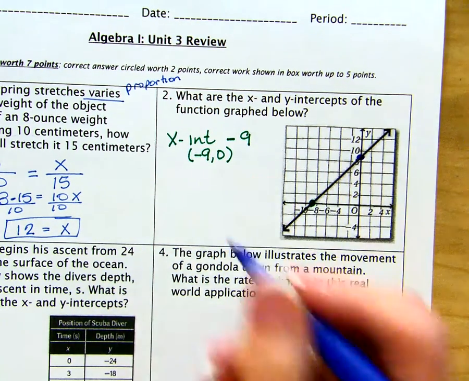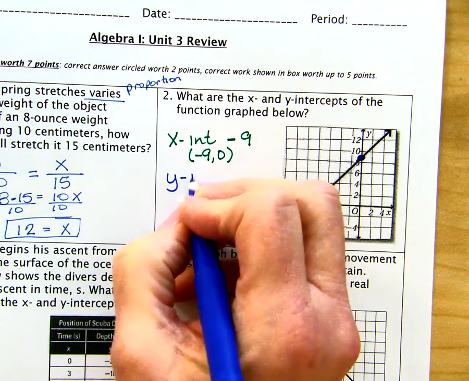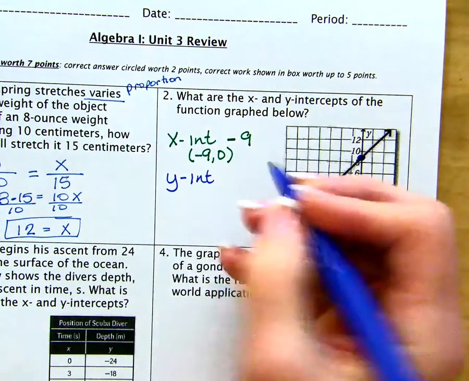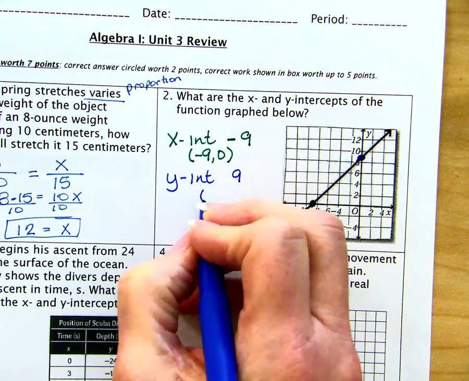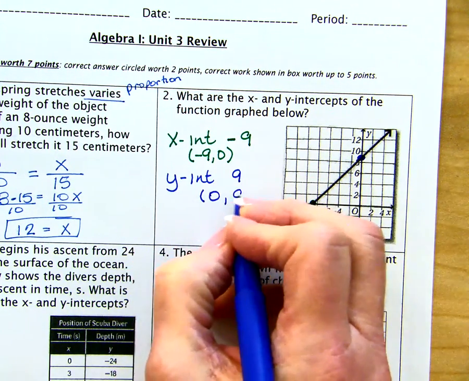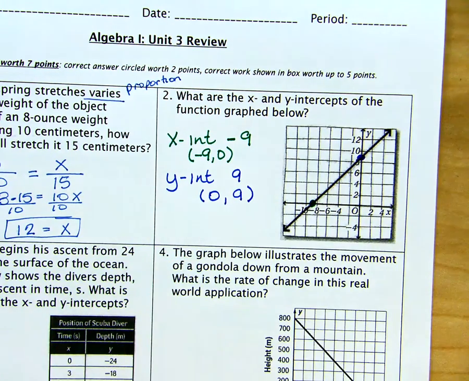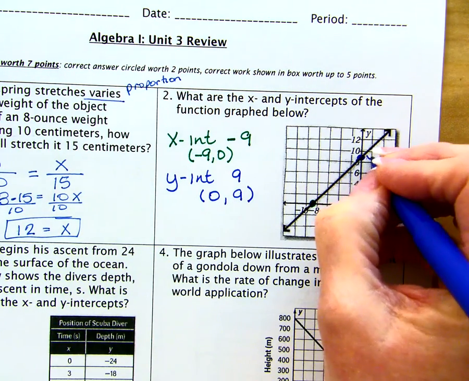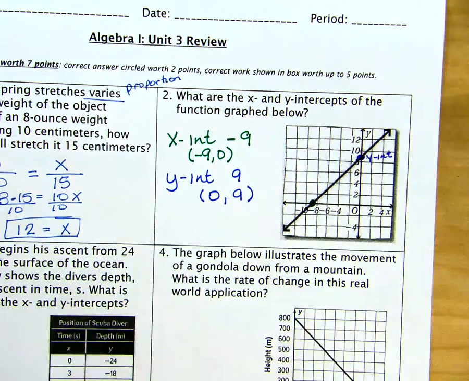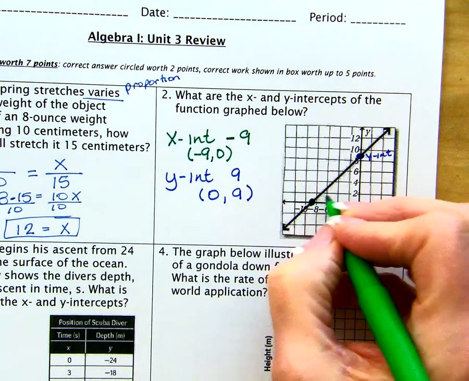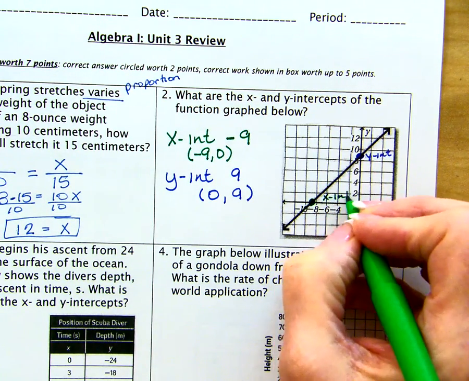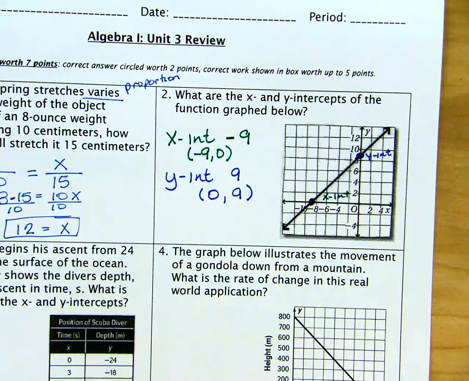So here's our y-intercept, and that looks to be at +9 for y. So the x value is 0, the y value is 9. So let's go ahead and say y-intercept. And over here, we'll call this our x-intercept. So there's our x and y intercepts for number 2.